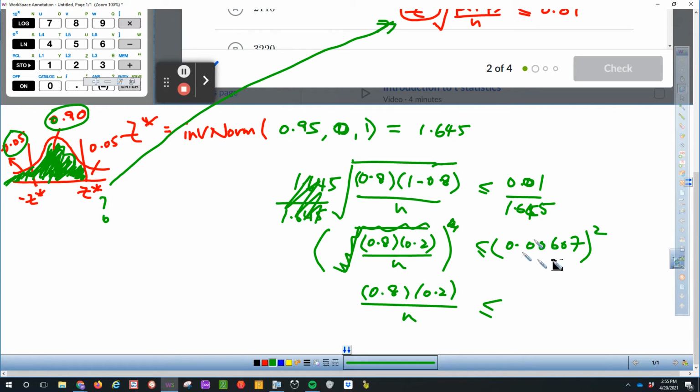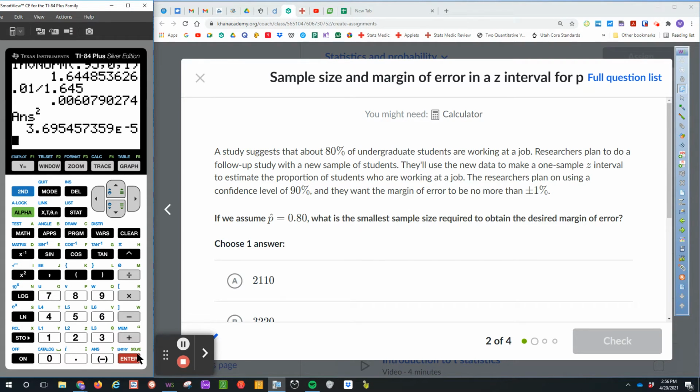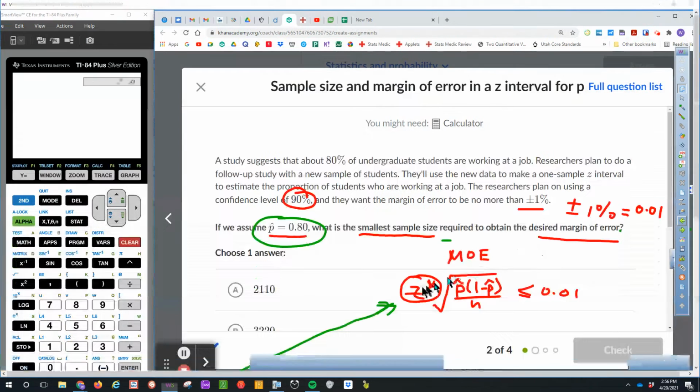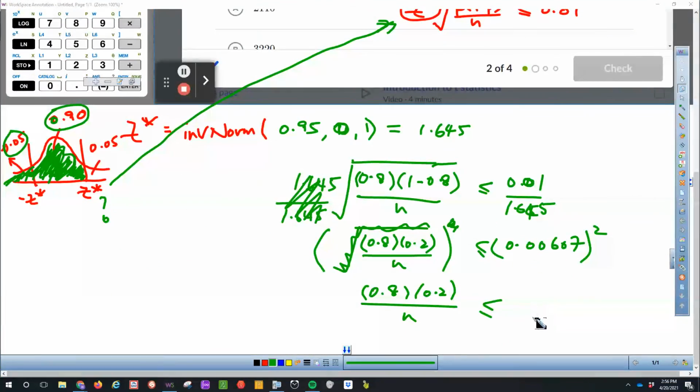So I need to put this on the calculator. While I still have the previous answer, I need to square it. So put the square here. I have this value here, which is a really small number.